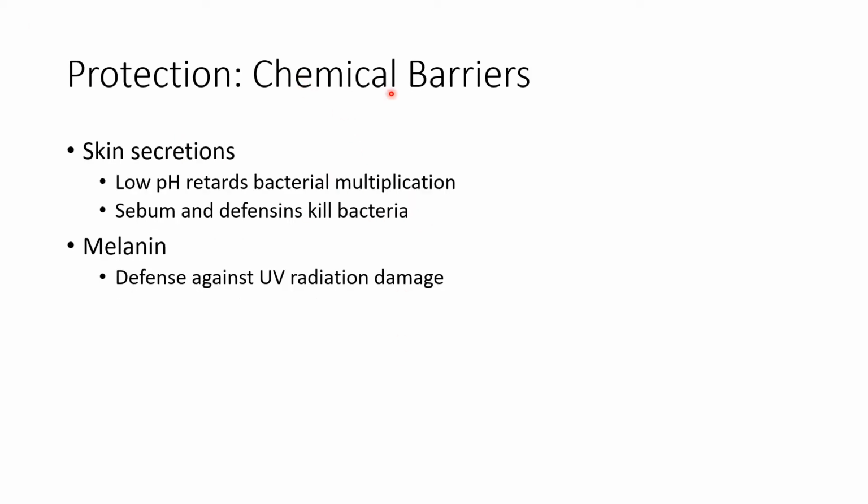There are also chemical barriers, which are protection for the skin. Think of sebum, which is oil, and sweat that are on the surface of the skin. That creates a very hostile environment for bacteria and often kills it. And then we have UV protection from the melanin produced by the melanocytes in the epidermis.